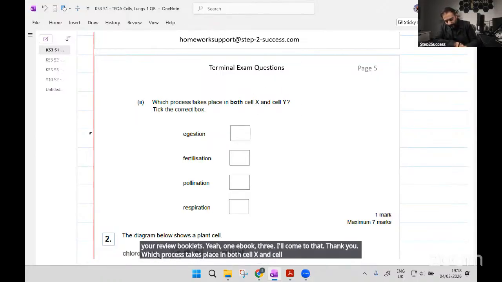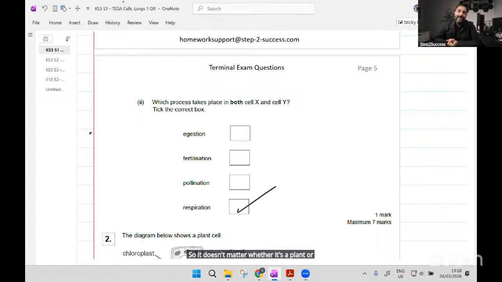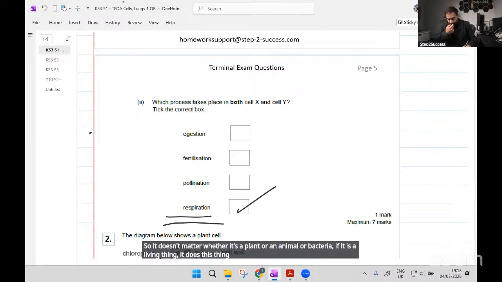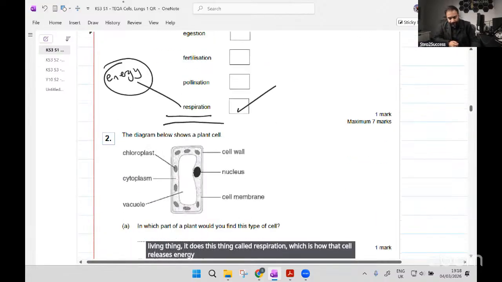Which process takes place in both cell X and cell Y? The process of respiration takes place in all living things. So it doesn't matter whether it's a plant or an animal or bacteria. If it is a living thing, it does this thing called respiration, which is how that cell releases energy.